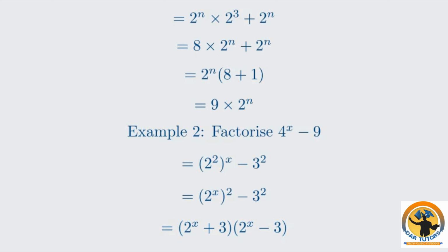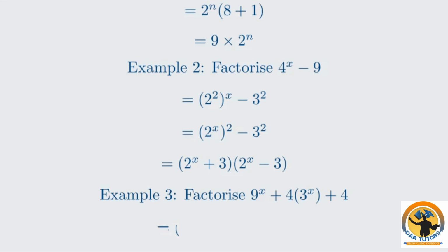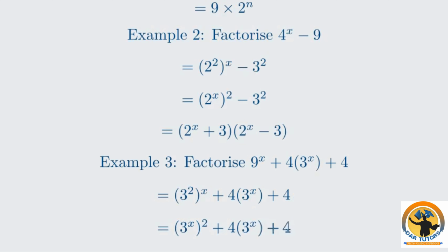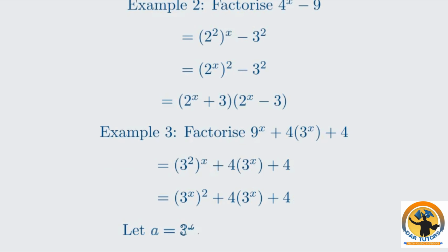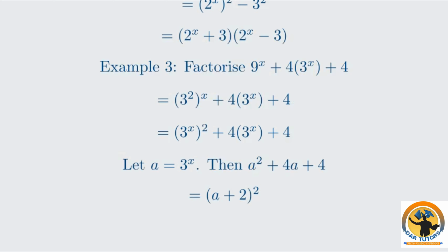Sometimes we can recognize a quadratic form. Let's factorize 9 to the power of x plus 4 times 3 to the power of x plus 4. We can rewrite 9 to the power of x as 3 squared to the power of x, which is 3 to the power of x, all squared. Now if we let a equal 3 to the power of x, the expression becomes a squared plus 4a plus 4. This is a perfect square trinomial, which factors into (a plus 2) squared. Substituting back, we get (3 to the power of x plus 2) squared. Finally, let's look at simplifying fractions with exponential terms.